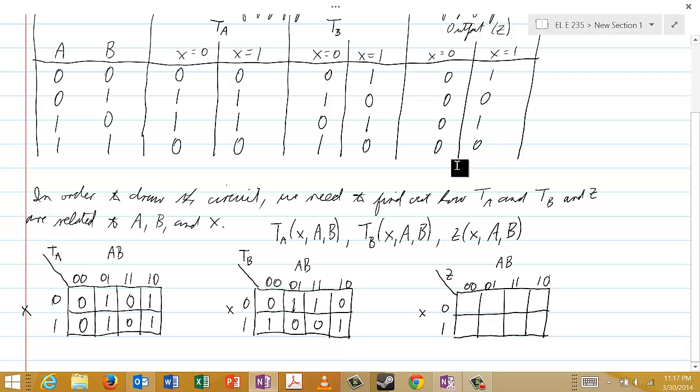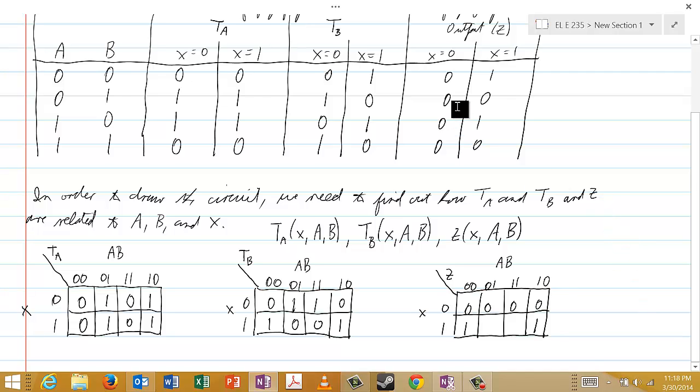And by looking at these two columns, we see this column for Z when X is equal to 0 is always 0. So that means that the top row of the Karnaugh map for Z will be 0. And then to fill in the second row, when A and B are both 0, Z will be equal to 1. And when A is 1 and B is 0, Z will be equal to 1.